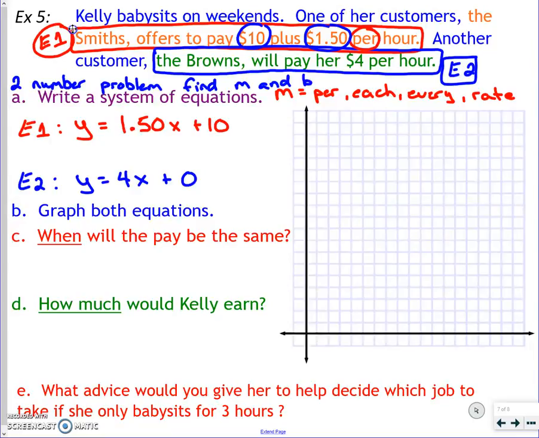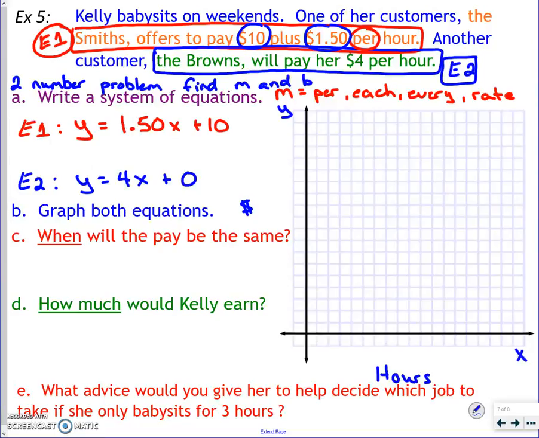So we have here graph both equations. We need to first set these up. We need to know what our units are. And our units here are dollars and hours. Hours is going to be our X variable. It's an amount of time. So I'm going to label this hours down here. And then I'm going to put my dollars for the Y.